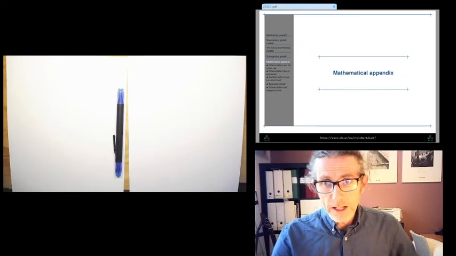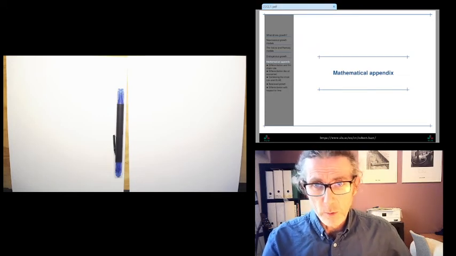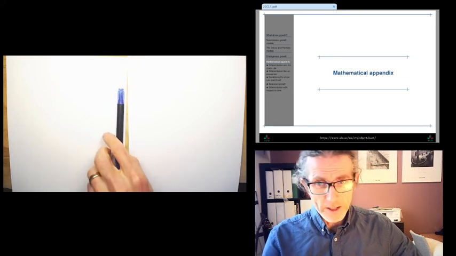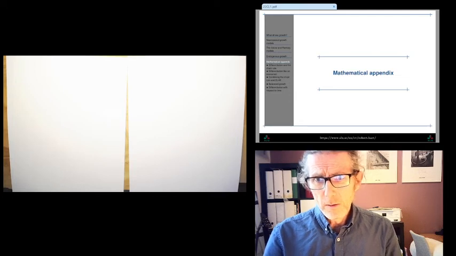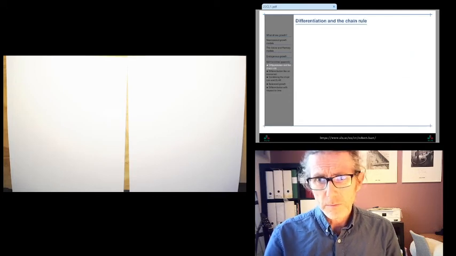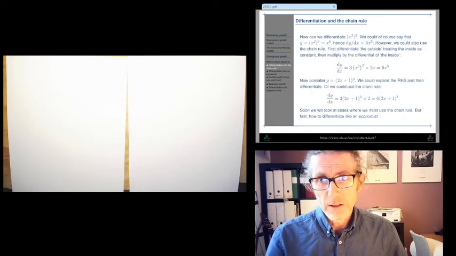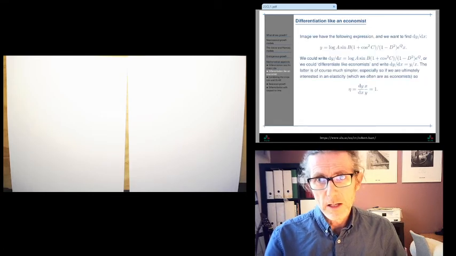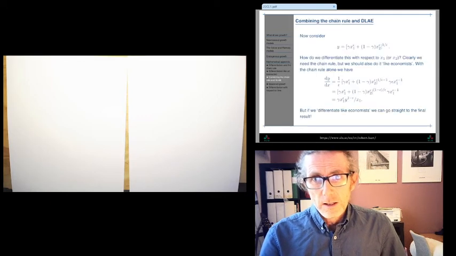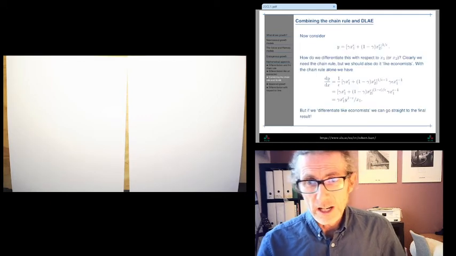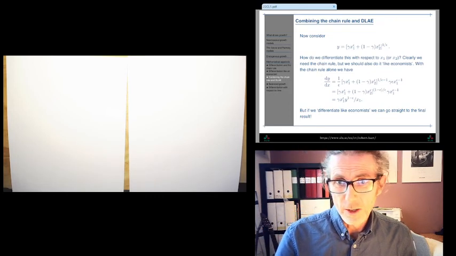to the mathematical appendix. What are we going to do? I don't know how many videos this is going to be, by the way. It might take a couple of videos. We're going to start with the chain rule, differentiation. Then we're going to look at differentiation like an economist, which will be something new to probably all of you. Then we're going to combine the chain rule and differentiating like an economist.